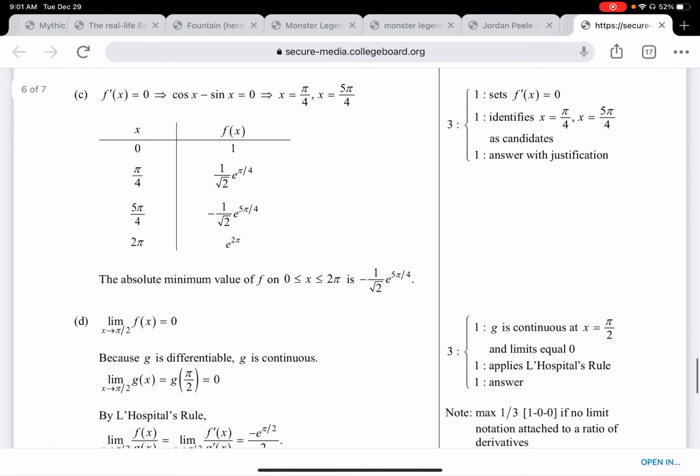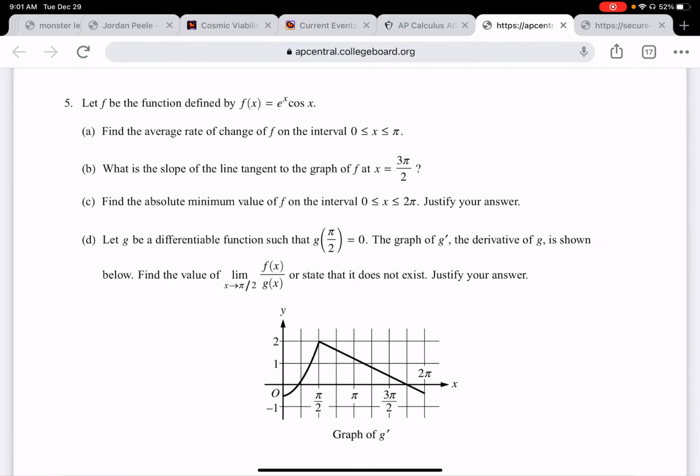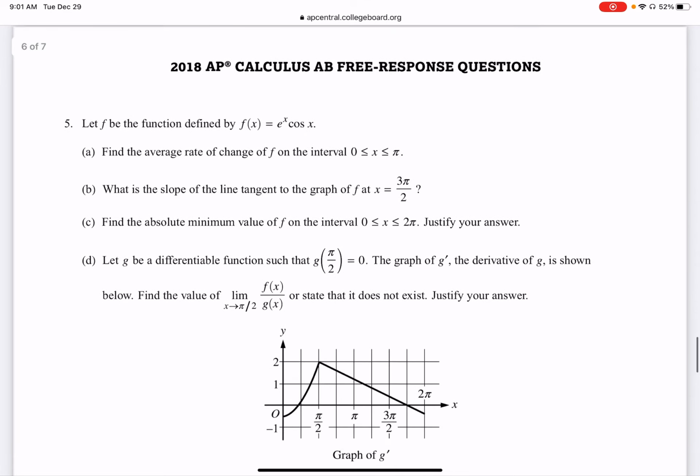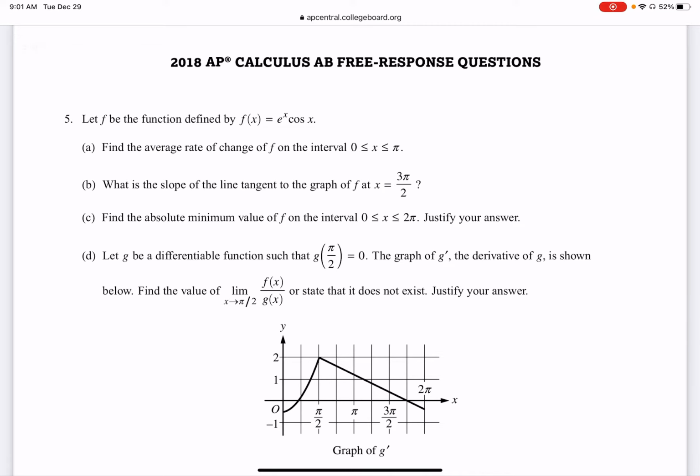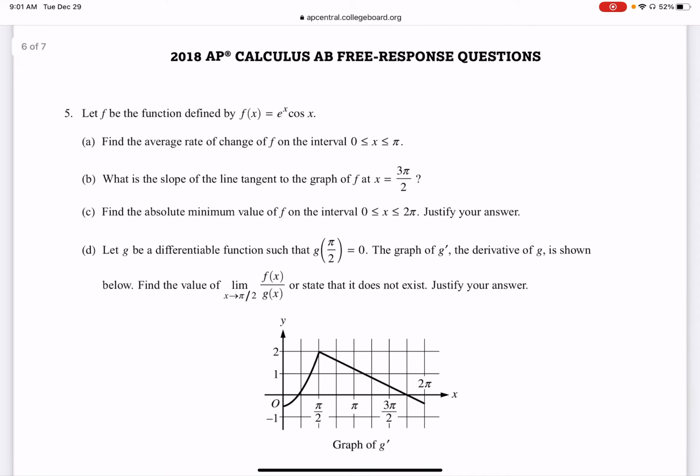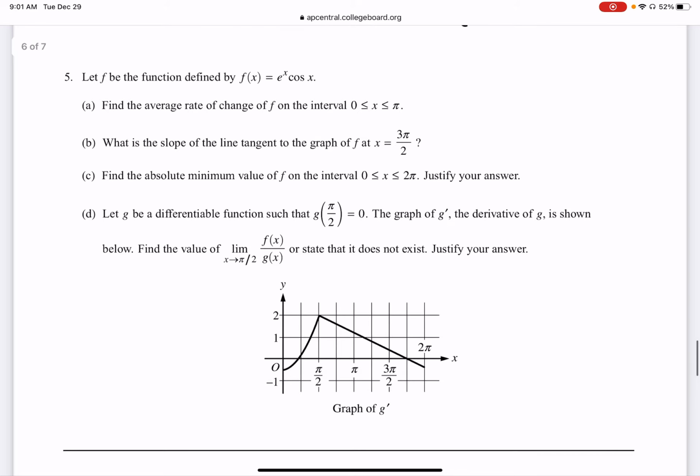Now, once again, let me go to the web here and take a look at this. Here was a free response question from 2018, on the AB exam, and it may have also been on the BC exam. It's question number 5, which means it's without a calculator. You're given this function, f of x is equal to e to the x times the cosine of x, and you had to do some things that we can do. We can do 100% of this now.